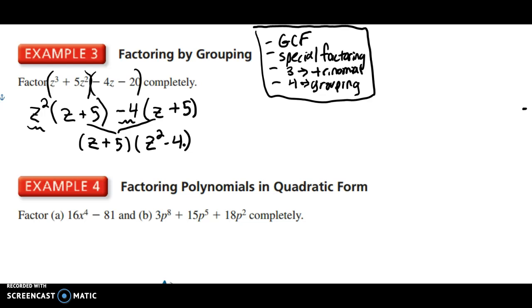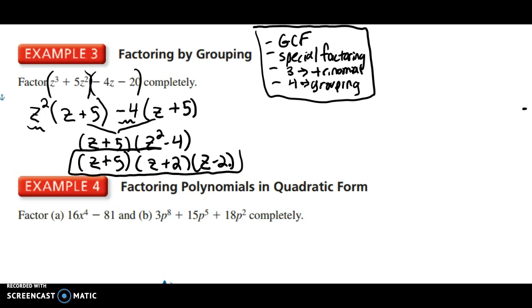After you've factored by grouping, I would just double check to make sure nothing can be factored again. Z plus 5 cannot, but z squared minus 4 is actually a difference of squares. So I'm going to carry down my z plus 5, and z squared minus 4 can be factored down to z plus 2, z minus 2, which cannot be factored again, so this will be my final answer.